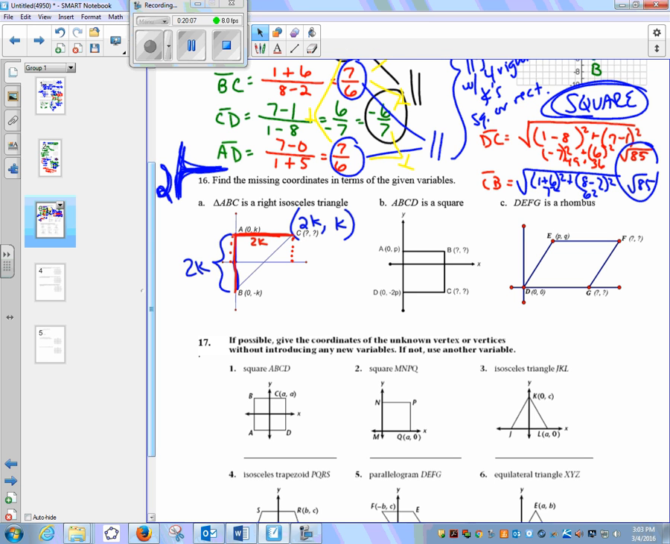Okay. Part B, ABCD is a square. This goes up p and down 2p. So what's the entire side? 3p.